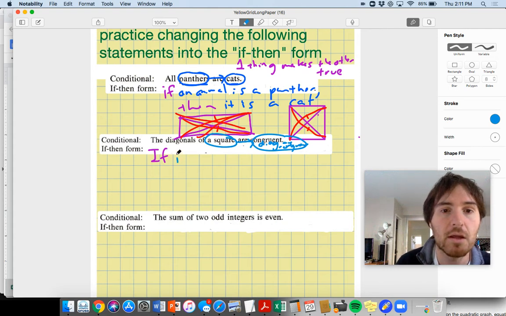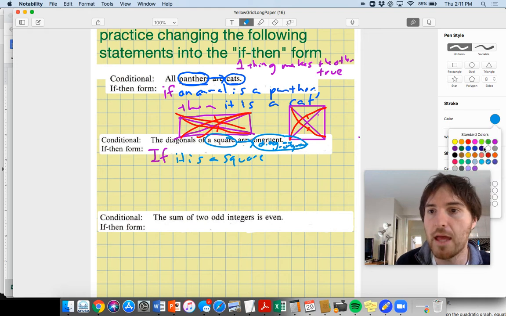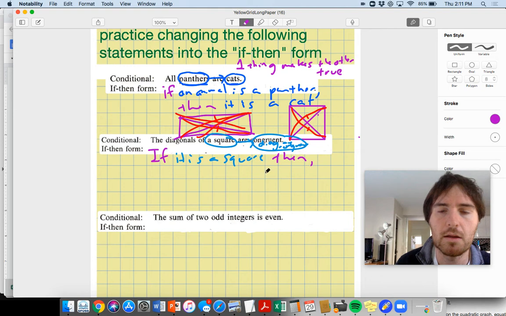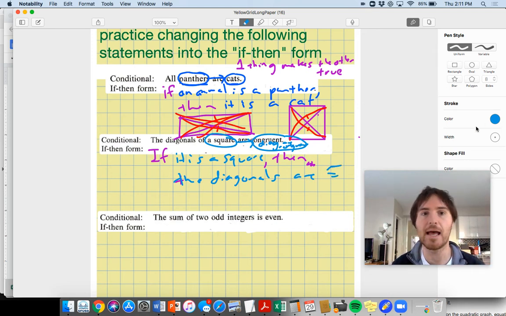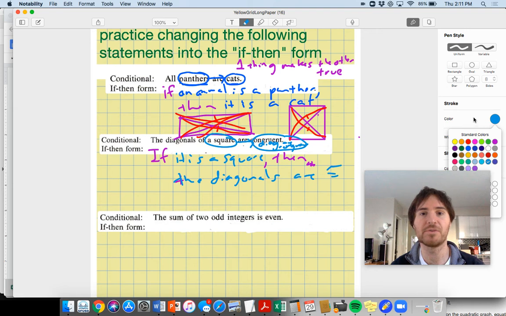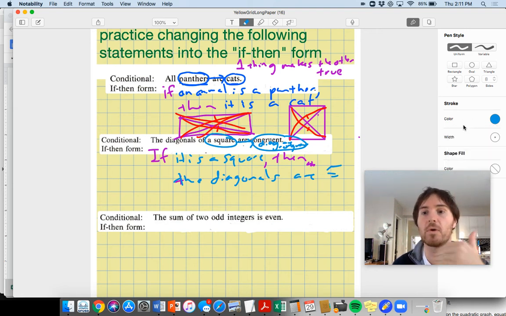If it is a square, then the diagonals are congruent. And that's that, right? Diagonals of a square congruent, in if-then form. So if we've got a square, then the diagonals are congruent, right? If we know we're working with the square right now, what's a conclusion we can make? Oh, diagonals are congruent. Move on to the next thing we're trying to prove.